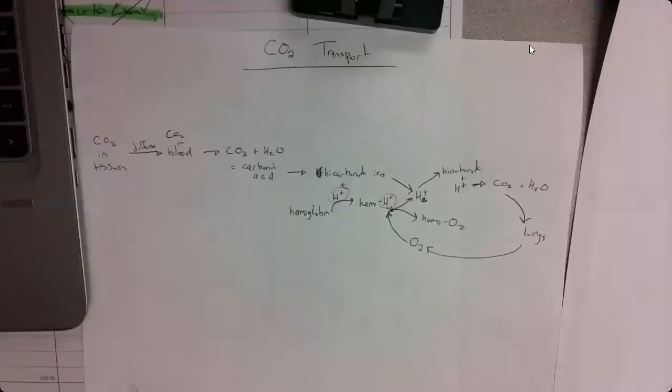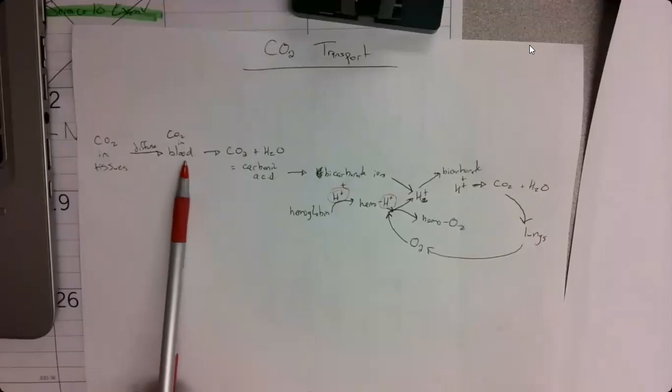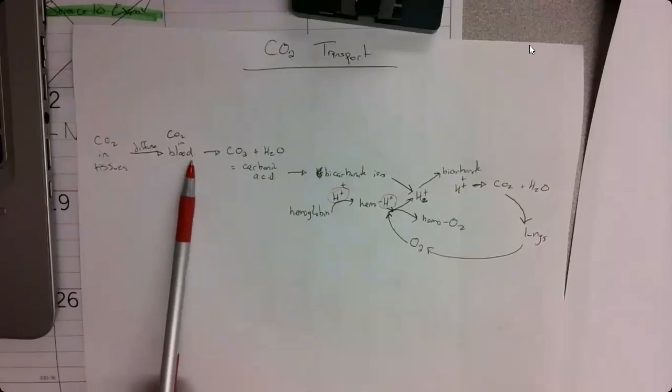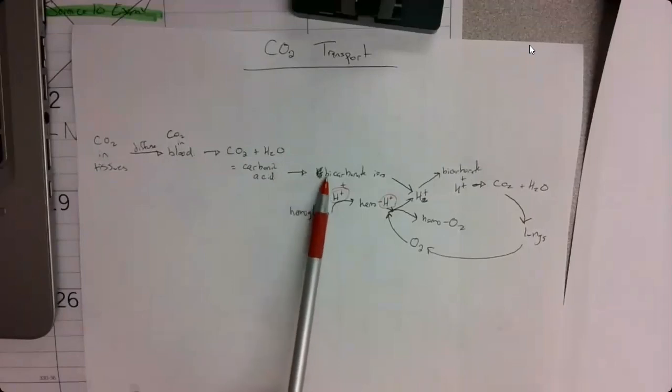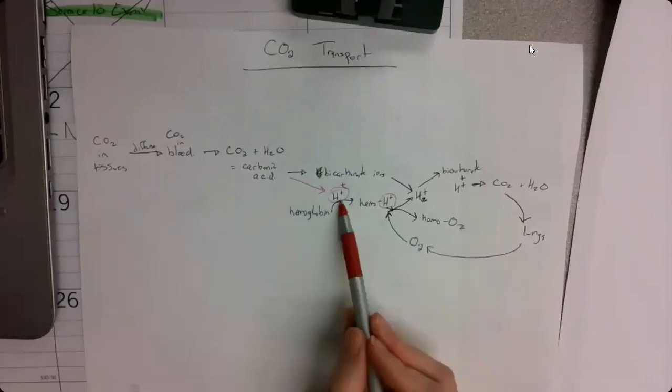Okay, so this is just a summary of what's happening with the carbon dioxide transport. We start with the carbon dioxide building up in the tissues as cellular respiration takes place. That carbon dioxide is then going to diffuse from higher partial pressure in the tissues to an area of lower partial pressure in your veins. Once in your veins, the carbon dioxide is going to react with the water in your blood to form carbonic acid. That carbonic acid is then going to dissociate into bicarbonate ions and hydrogen ions.